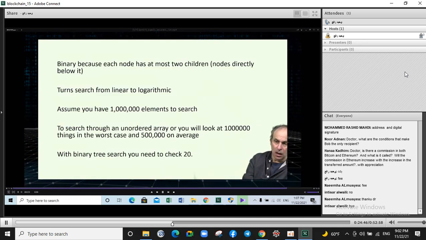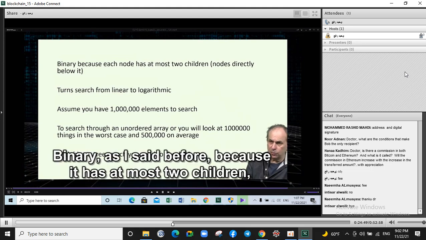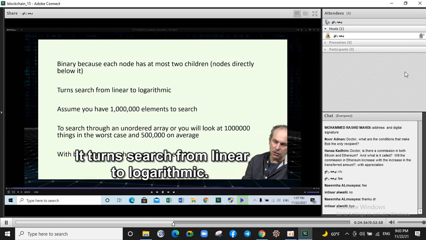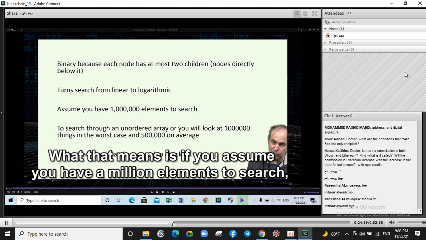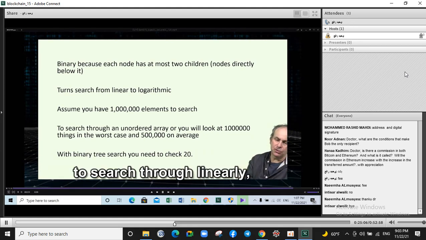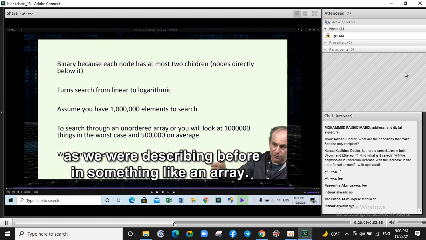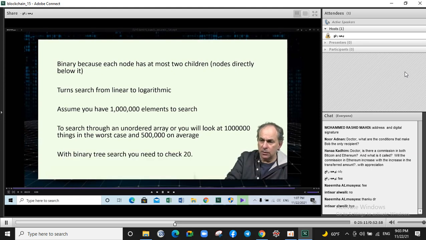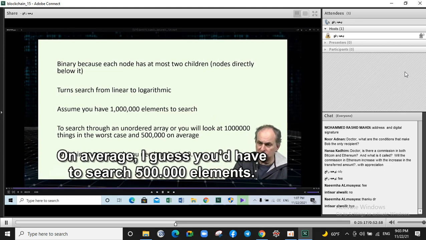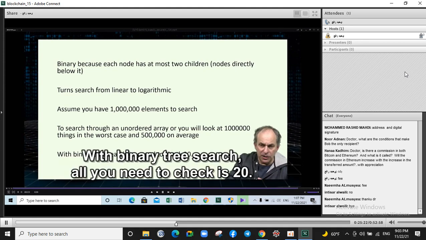It's binary, as I said before, because each node has at most 2 children, and this is an amazing speed up in searching. It turns search from linear to logarithmic. What that means is if you assume you have 1 million elements to search and you put them in a search tree, then to search through linearly, as we were describing before, in something like an array, well, if you're unlucky, you'd have to search all 1,000,000 elements. On average, I guess you'd have to search 500,000 elements. With binary tree search, all you would need to check is 20.